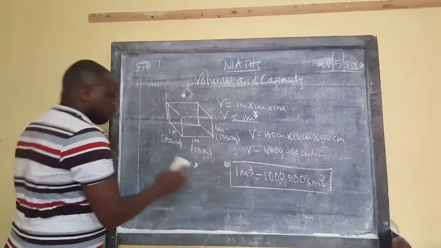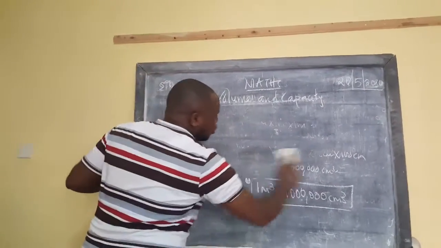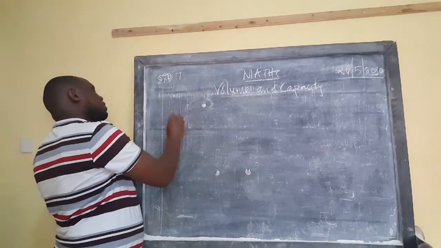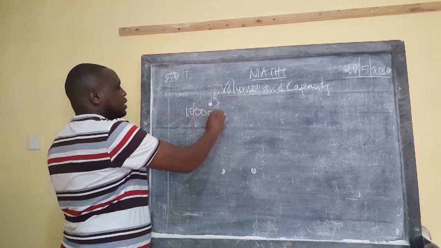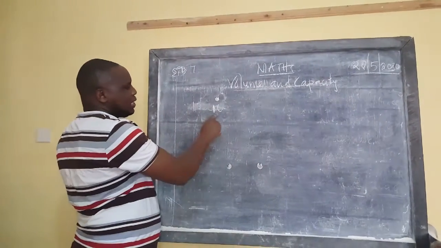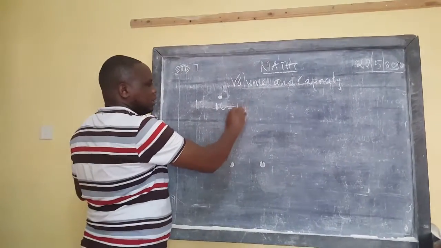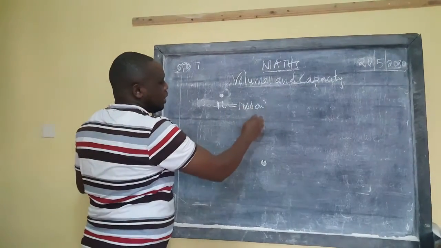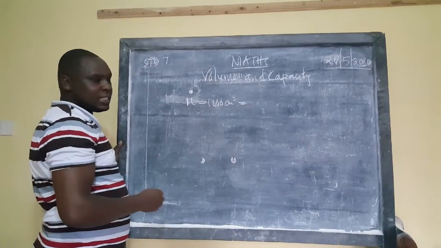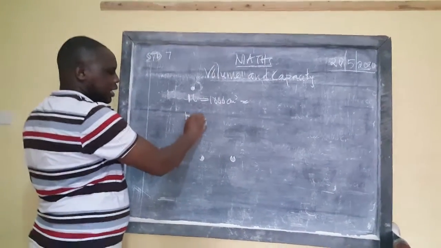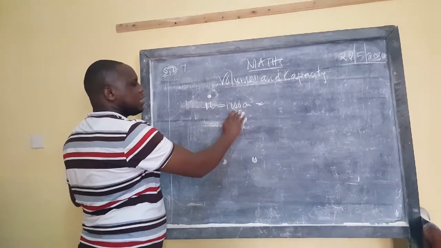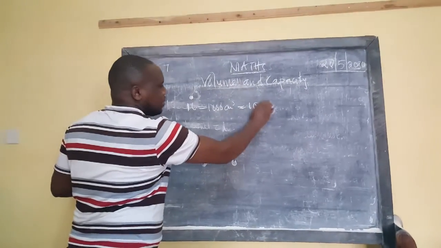From there, you also move and we try to compare cubic centimeters. So 1000 cubic centimeters will be 1 liter. 1 liter is a capacity. So 1 liter is equal to 1000 centimeters cubed. And this is also equivalent to, remember in class 6 we discussed milliliters, and we said 1000 ml make 1 liter.